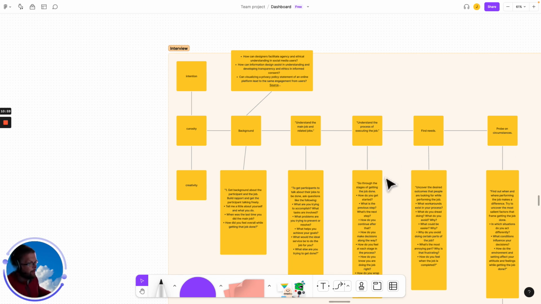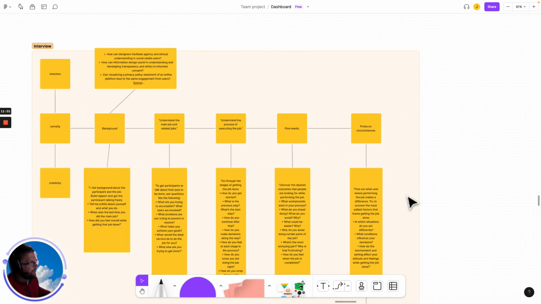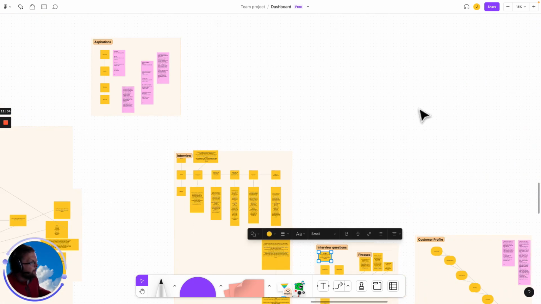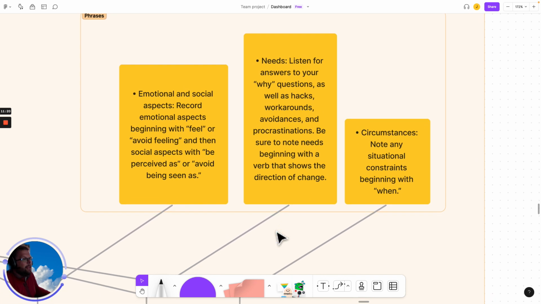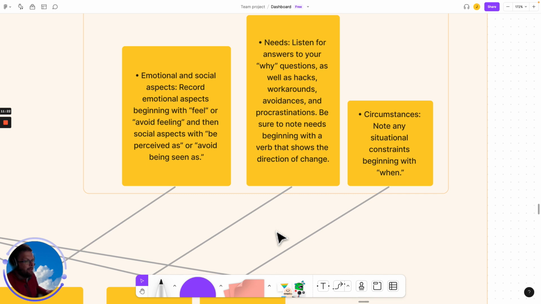Again, you should be listening for a couple of keywords. Do you remember them? Let's go check them out again. Our keywords that we want to check, right? When, feel, avoid feeling, avoid being seen as. Listen to the why questions as well as hacks and workarounds, and be sure that anything that begins with a verb can start to be a component of a direction of change. And we'll talk about direction of change tomorrow and how you can shape an organization's behavior by focusing on some of these terminologies that occur, and integrating a model.